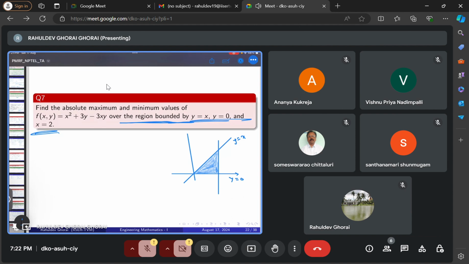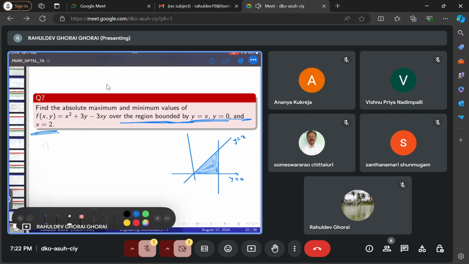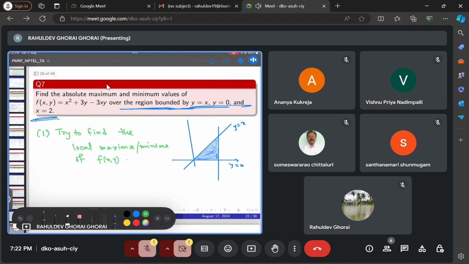So the general thing is, point one will be: try to find the local maxima or minima of the function f(x,y) in that domain. Try to find out the maximum. That is the usual procedure: make fx equal to 0, fy equal to 0, and then find out those points.